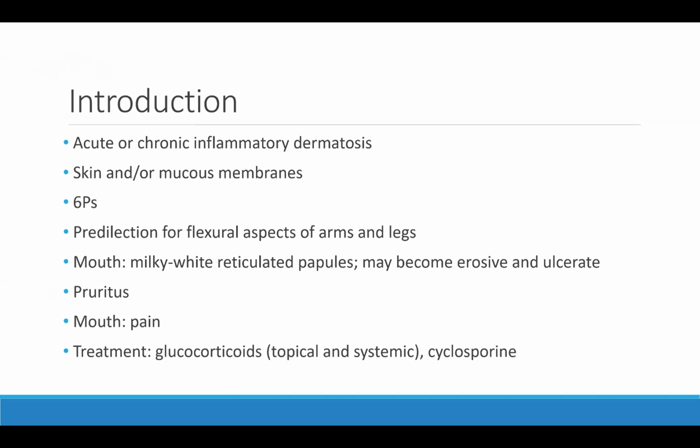Lichen planus is an acute or chronic inflammatory dermatosis. It can affect your skin and/or the mucous membranes, and it is very famous for the 6 P's of Lichen planus. There is a predilection for the flexural aspects of your arms and legs. In the mouth, there are milky white reticulated papules, and this may become erosive and ulcerate. There's also often pruritus, and with mouth lesions, the patients can experience pain. Treatment is often with glucocorticoids, whether systemic or topical, as well as cyclosporin.